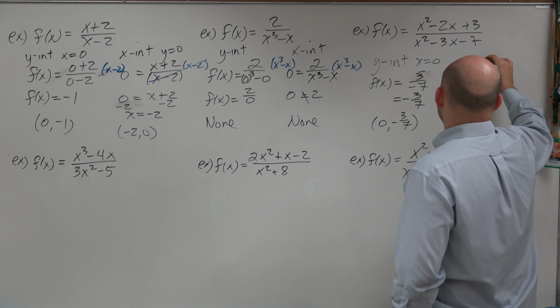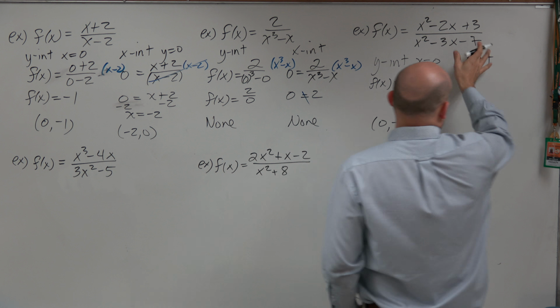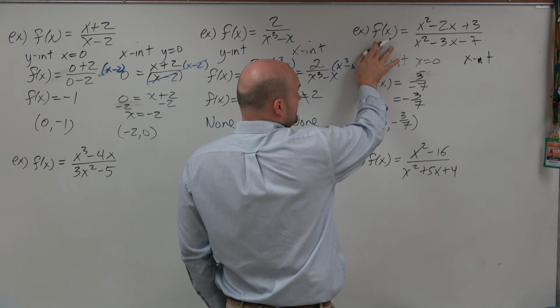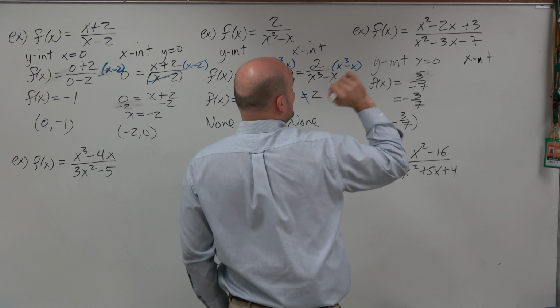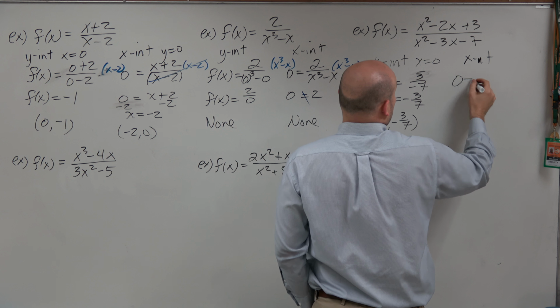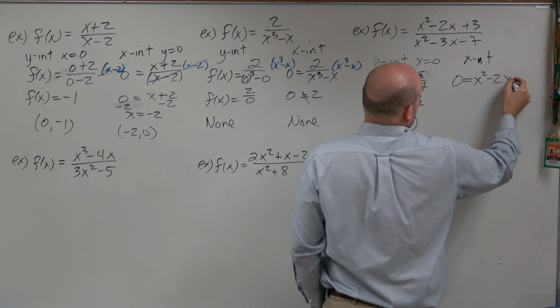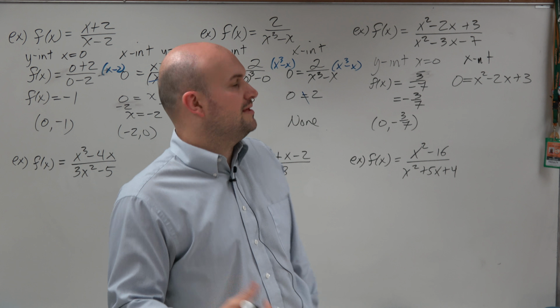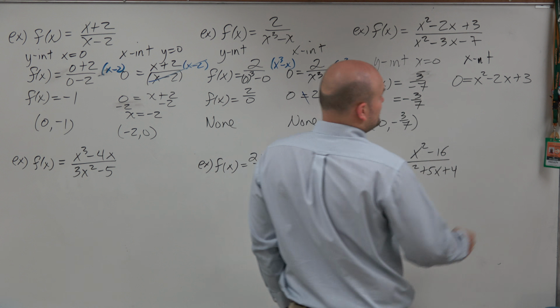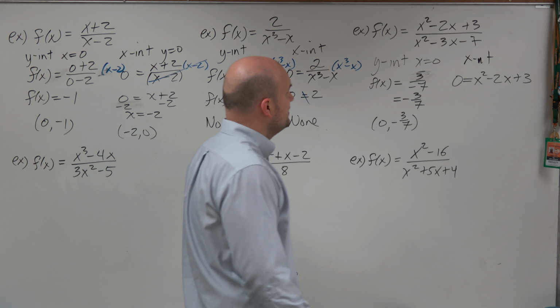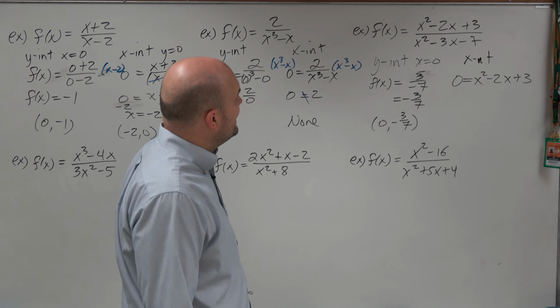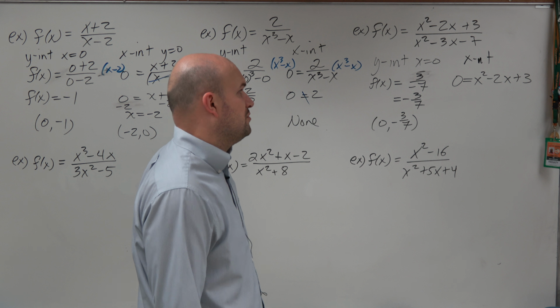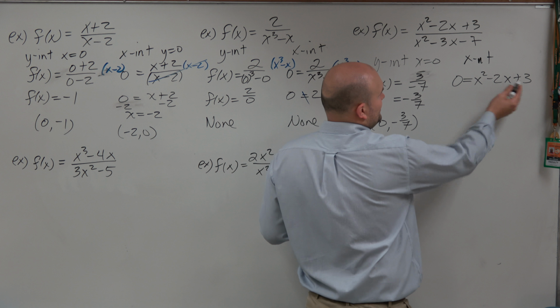For my x-intercept, I would basically set this equal to 0. I'd multiply by my denominator on both sides. So I'd basically have 0 equals x squared minus 2x plus 3. Now here, we're going to start doing a little bit of math. So we've got to factor this. What two numbers multiply to give me positive 3 and add to give me negative 2? Well, there are no two numbers that multiply to give you negative.